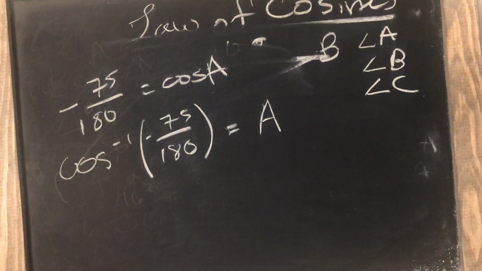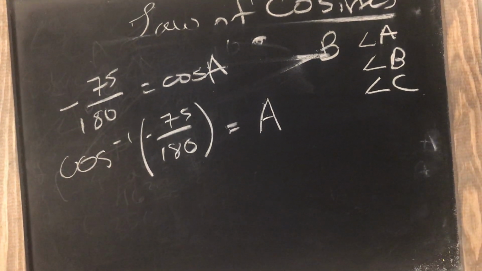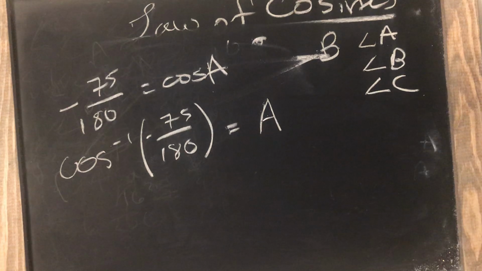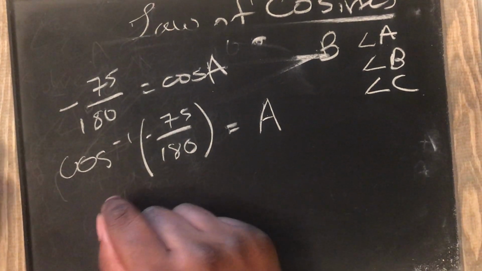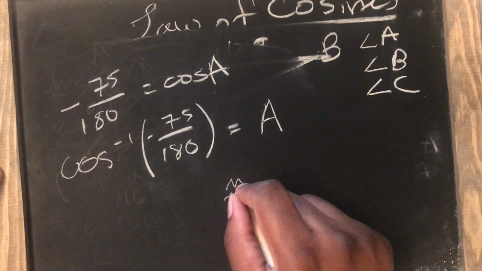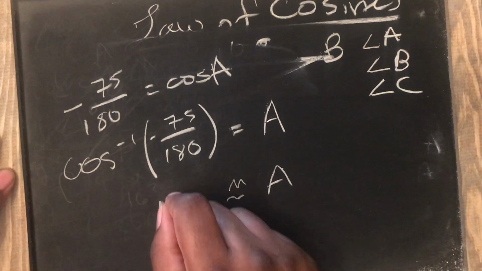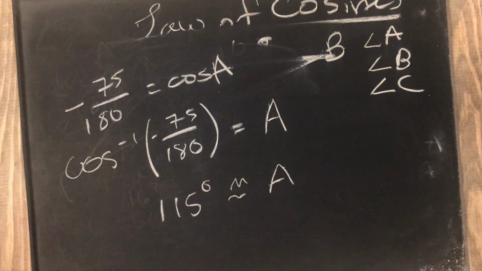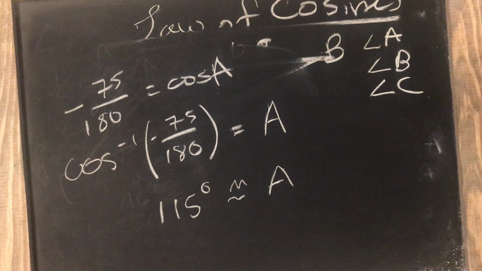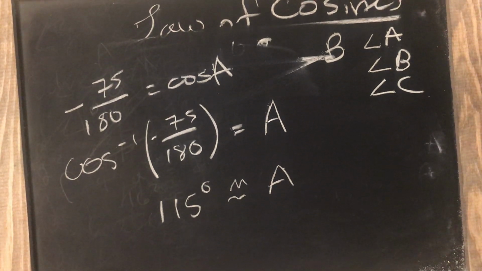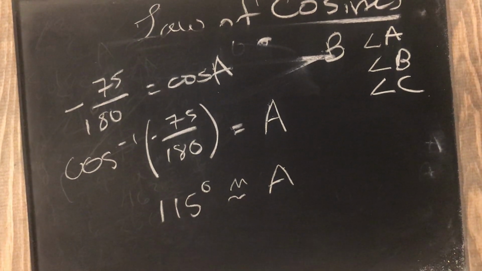And then we put it into our calculator. So you're going to hit the second button first. Then you're going to enter cosine inverse of negative 75 over 180, which gives you roughly 115 degrees. Remember, angles have to be in degrees. All right. So you're going to round to the nearest ones place. Okay. So we've got A is 115 degrees.